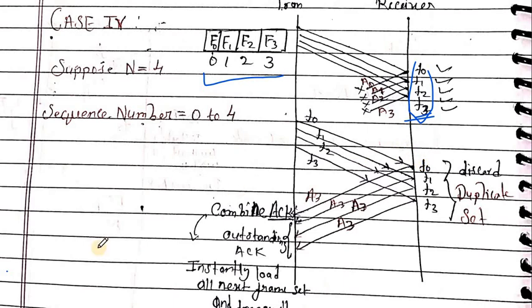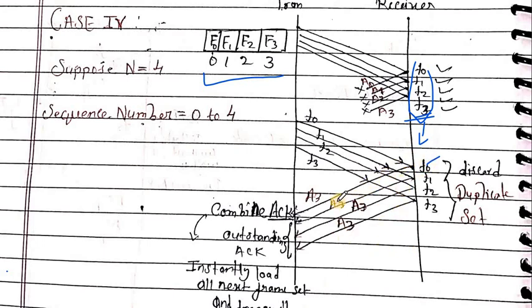But here, what sequence of frames comes? F0. Here the F0 frame comes, but the receiver end needs the next frame, F4. So it is discarded. Then again F1 comes, then discard it. All frames will be discarded by the receiver end.